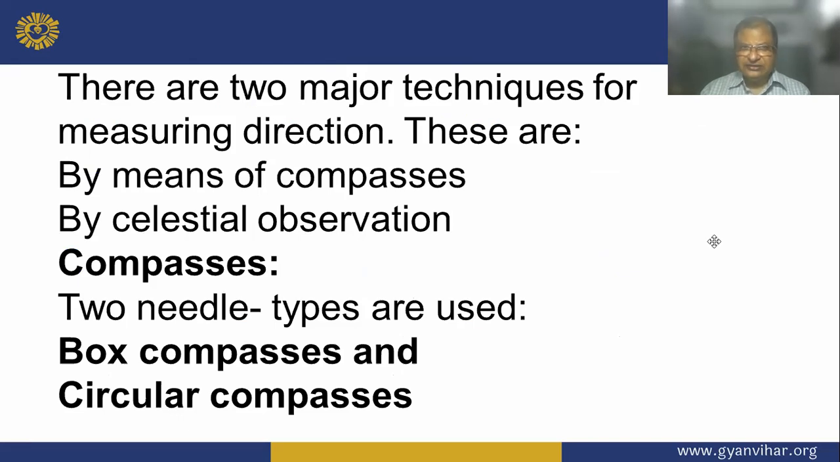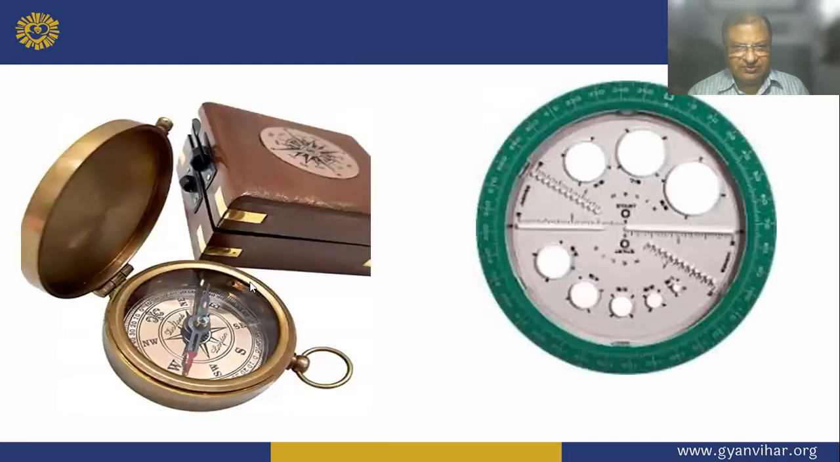So, dear boy, there are two major techniques for measuring direction. These are by means of compasses and by celestial observation. Compasses of the needle type are used: box compasses and circular compasses. So just have a look at what the box compass is and what the circular compass is in this picture. My dear boy, this is the box compass.